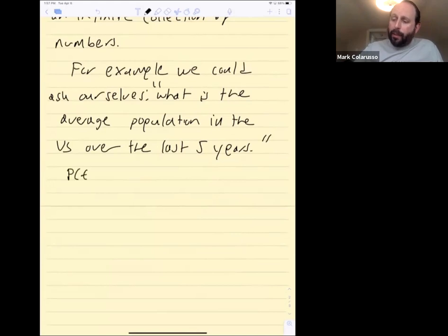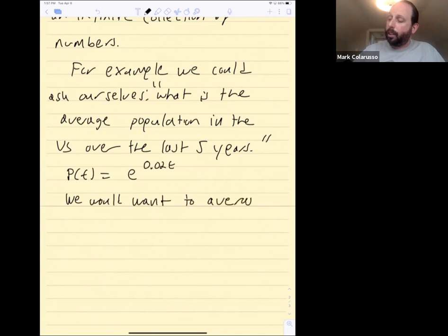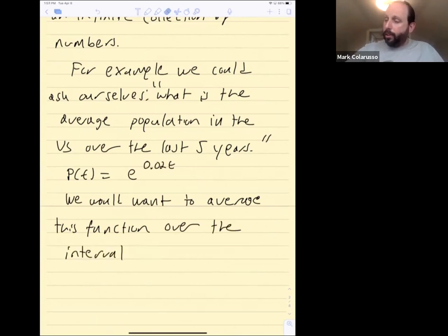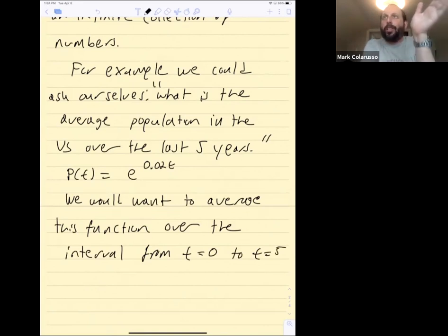So the population may be given by a function like e to the 0.02t, some kind of exponential growth, just for an example. And then we would want to average this function over the interval, like from t equals 0 to t equals 5.